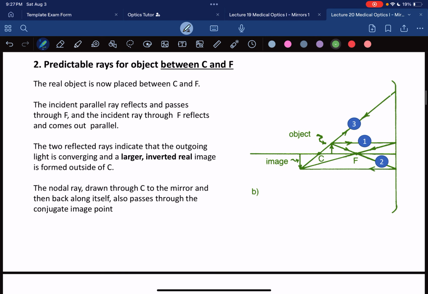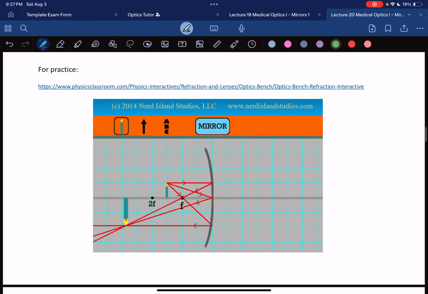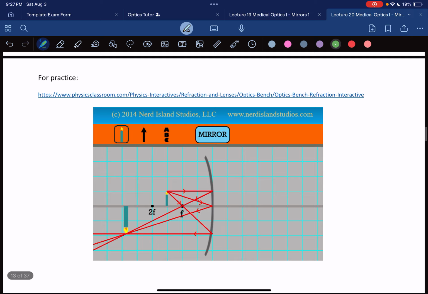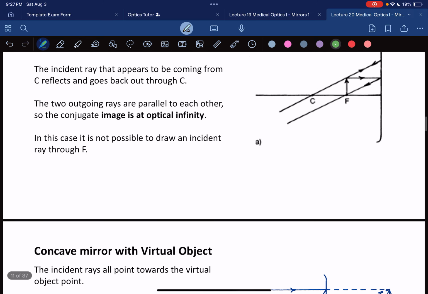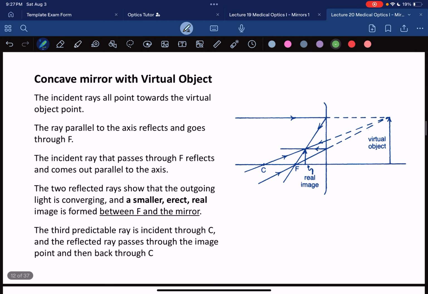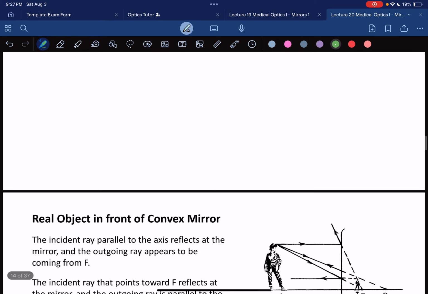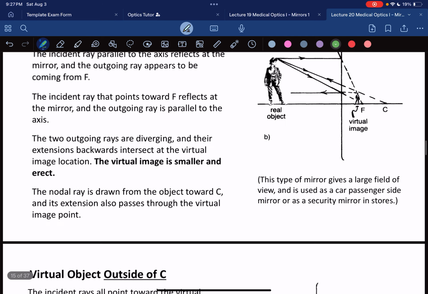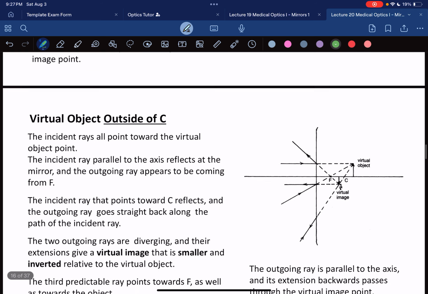You can see all this stuff if you go back and do the simulation. Let me see if I can find it on here. Go and do this one, and just play around with it for literally 10 minutes, and you'll have it down. It's not too bad. Another thing to understand is that if it's a convex mirror, the image will always be virtual and minified, I believe. You guys can go double check, but right here: virtual, image is smaller, and erect.